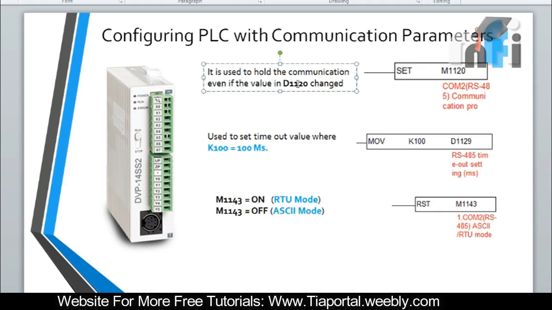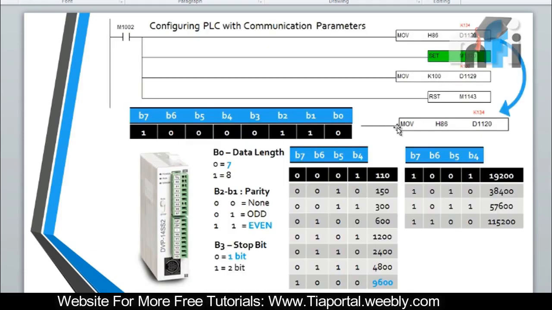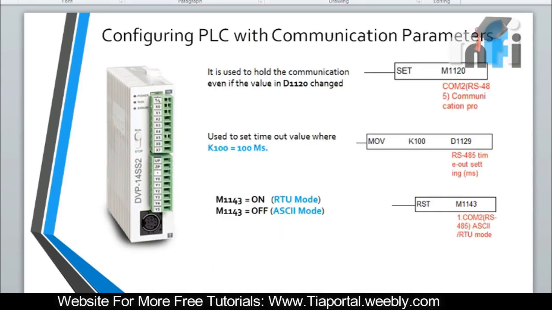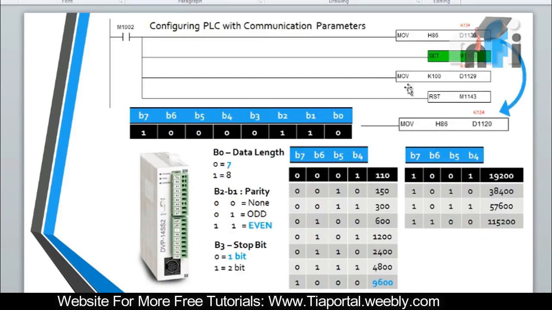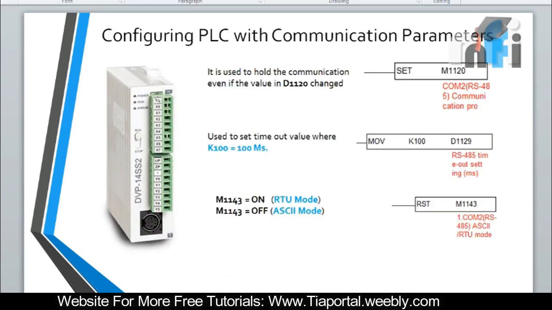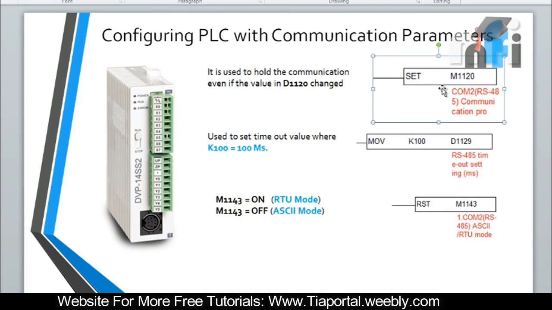So what is this D1120? This is the D1120. Suppose the value has been changed by mistake; to avoid some interruption in the program, we can set M1120. It's optional. If you set this one, your communication parameter will not be changed even if the value of D1120 has been changed. Okay, it's a kind of security to your communication parameter. So we have to set M1120 in parallel. That will make our program more secure.